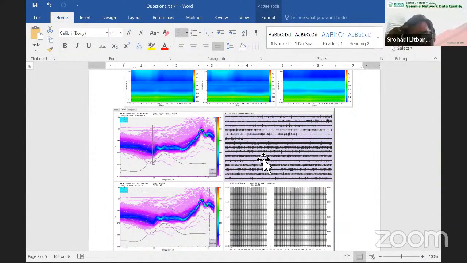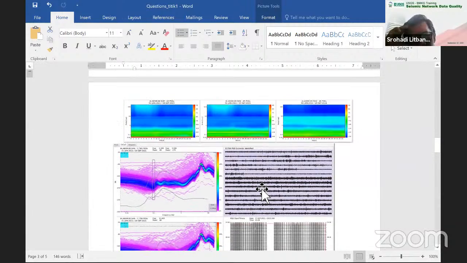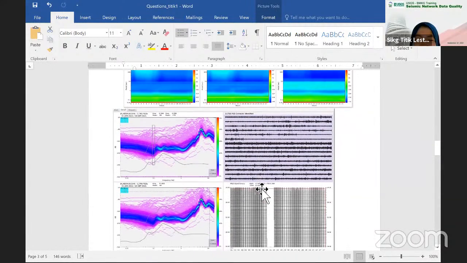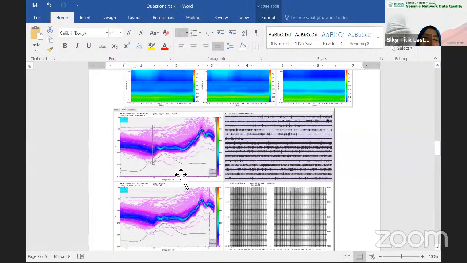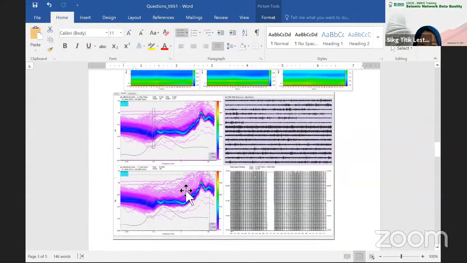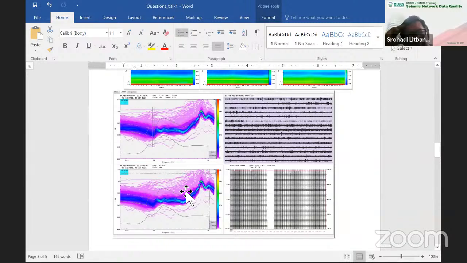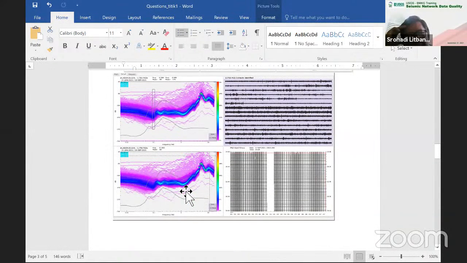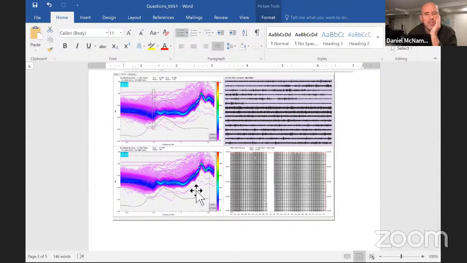Oh, this axis is frequency, ma'am. Oh yes, I'm sorry. Yes, frequency. This axis is frequency. I'm sorry. High frequency noise. That's okay. So the highest level is almost at 10 hertz.